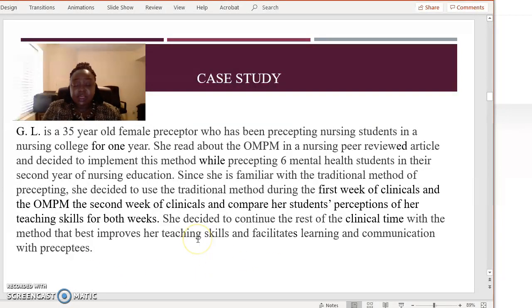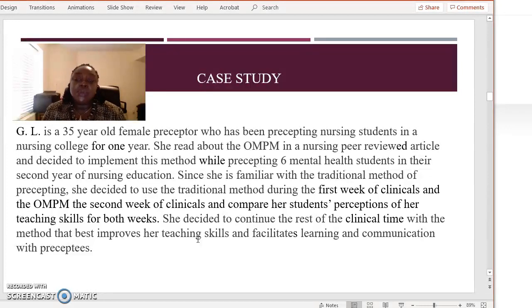So this is my case study. GL is a 35-year-old female preceptor who has been precepting nursing students in the nursing college for 1 year. She read about the 1-minute preceptor method in a peer-reviewed nursing article and decided to implement this method while precepting 6 mental health students in their second year of nursing education.